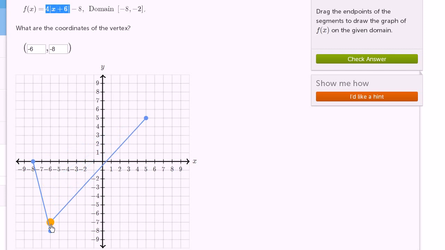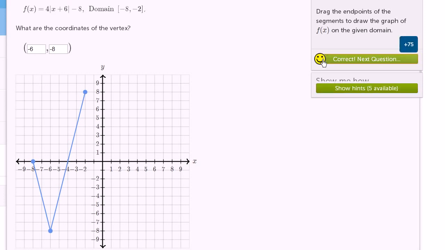And then let's think about what happens at the other boundary. When x is negative 2, negative 2 plus 6 is 4. The absolute value of 4 is 4. 4 times 4 is going to be 16, minus 8 is 8. So it's going to be the point negative 2, 8. And just like that, I think we're done. Yes, we are.